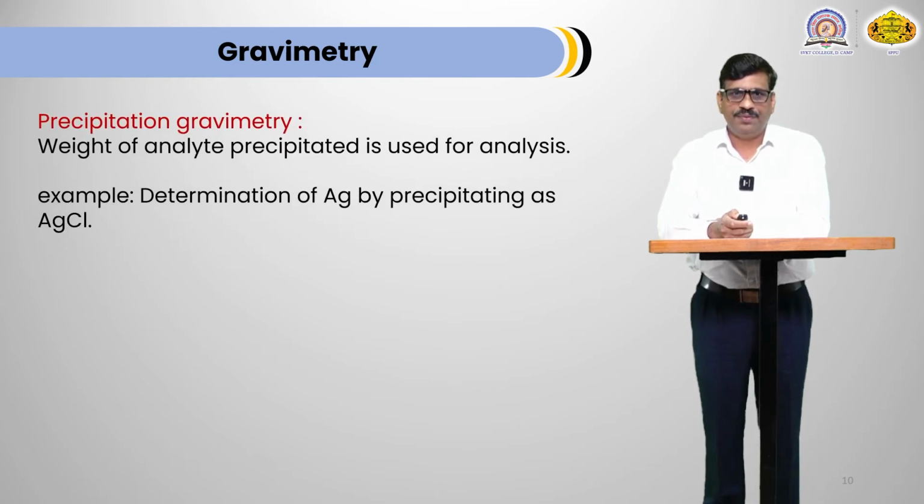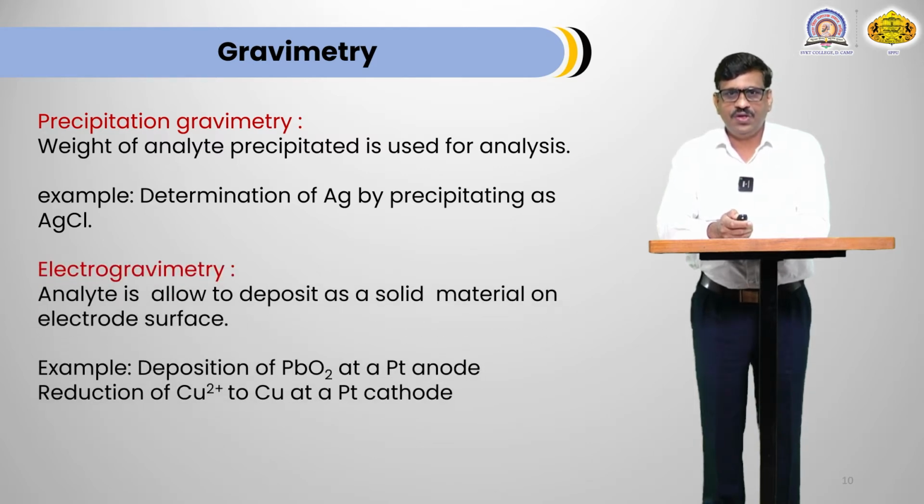Now these are some types of gravimetric analysis. First is called precipitation gravimetry. In precipitation gravimetry, the element to be analyzed is converted to a suitable precipitate and the weight of analyte precipitated is used for the analysis. Example, determination of Ag by precipitating it as AgCl. Ag can combine with chloride and there is formation of AgCl precipitate. This precipitate can be separated, it can be dried, and after that its weight is recorded, and from the weight we can find out the amount of Ag which is present in that solution.